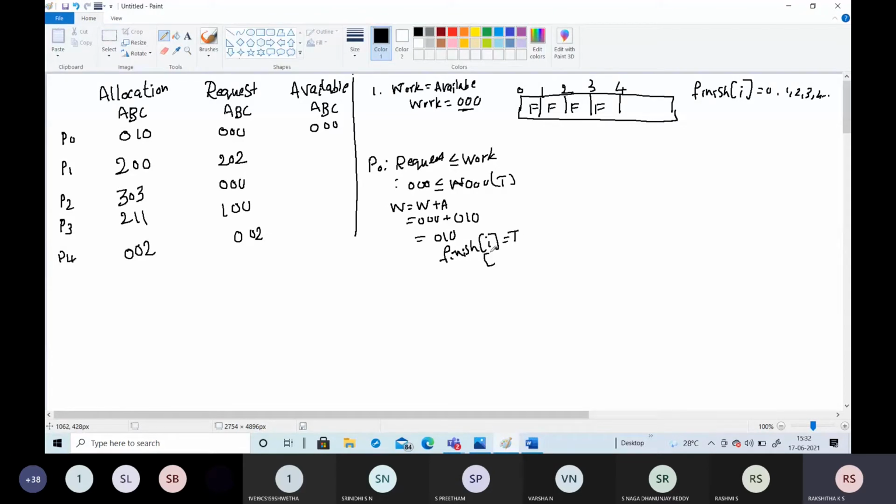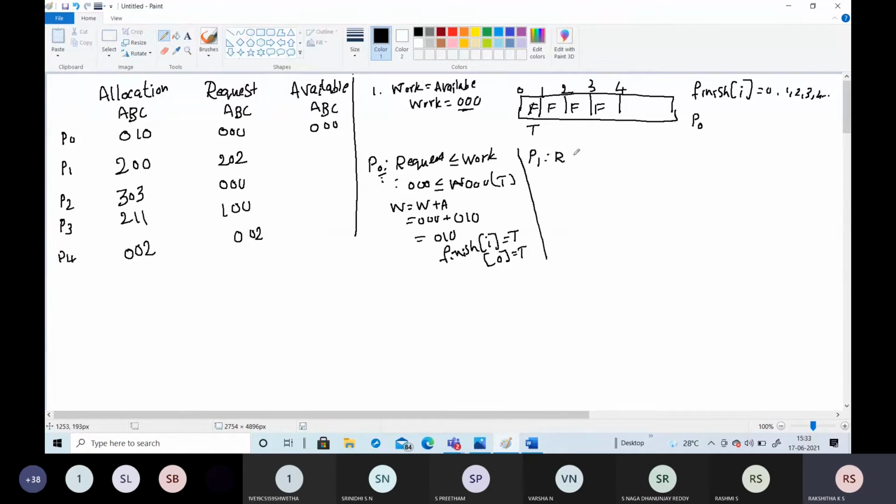Now Finish of i is equal to true. What is i here? That is the P0 value. Finish of 0 is equal to true. So now it has become true. It has completed its task, so it is going to move on to the hard disk. Next, apply the same algorithm for the other process, P1.